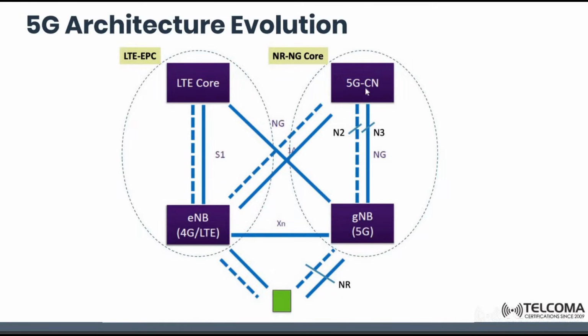G Node B is connected to 5G core network, and user plane and control plane both can be connected from G Node B to the 5G core network directly. But when it connects to LTE core, only the user plane can be set up between LTE core and G Node B. E Node B can be connected to LTE core and 5G core network with either user plane or control plane. It supports both of them.